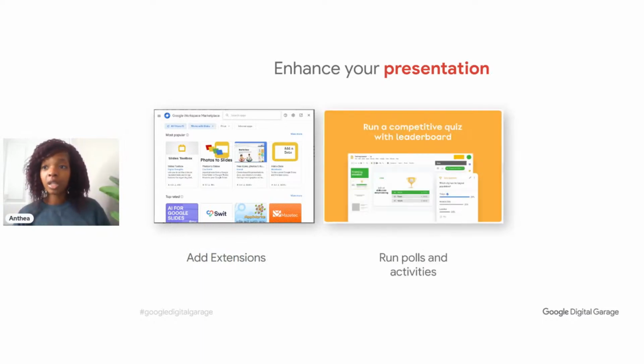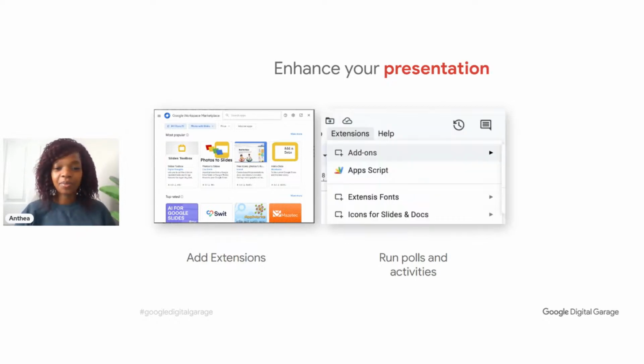You can run polls and activities. So you can add polls to your slides and help keep your audience focused and engaged by allowing them to participate in the session. So you can connect Google Slides with things like Slido or Mentimeter, integrate it into your slides and run live quizzes, polls, Q&As, and much more. And if you want to, you can even make it competitive by having a leaderboard.